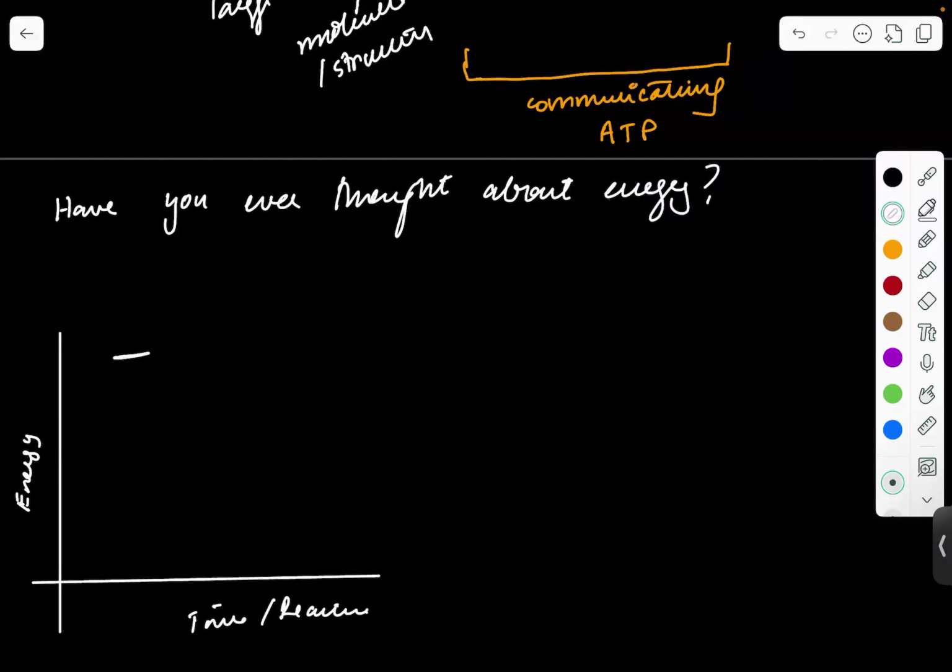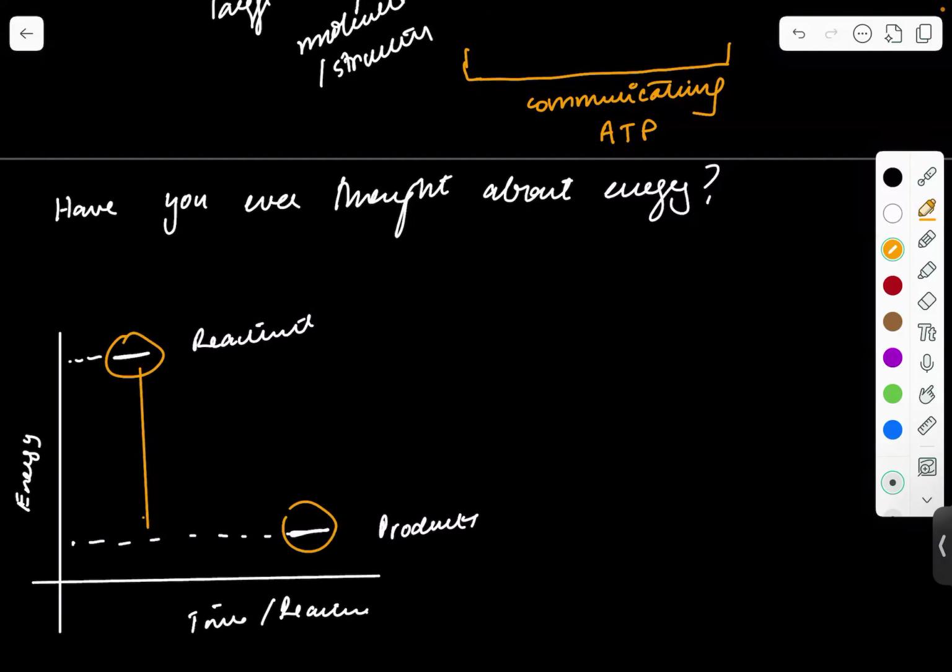My substrates, my reactants, have this much energy. They start off here. The reaction takes place, and I'll label this as reactants, and then my products have this much energy. So I basically went from this to this. And somebody said energy is not created or destroyed. So what is happening to this energy? Because now I've created something from something that had higher energy, and now I have less energy. What is happening to this energy?